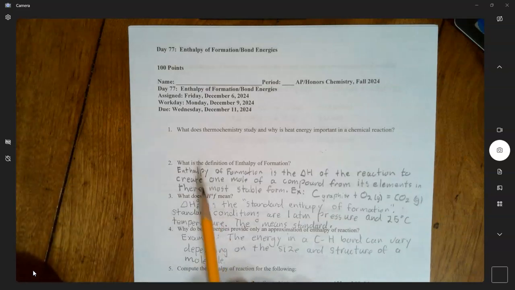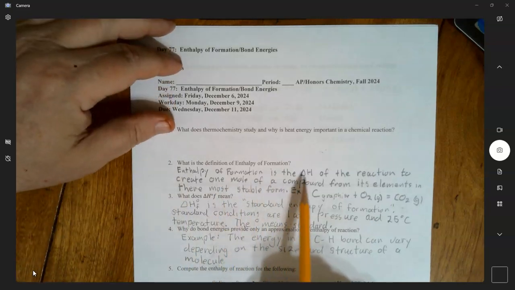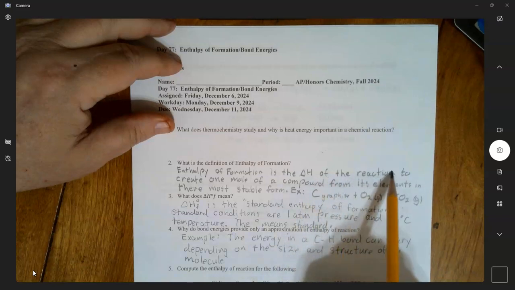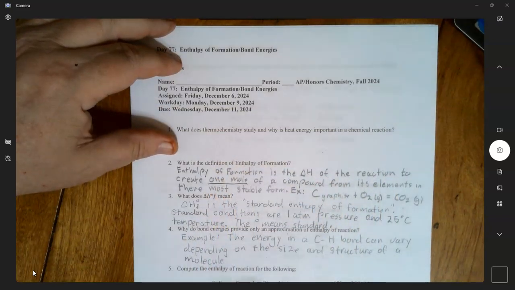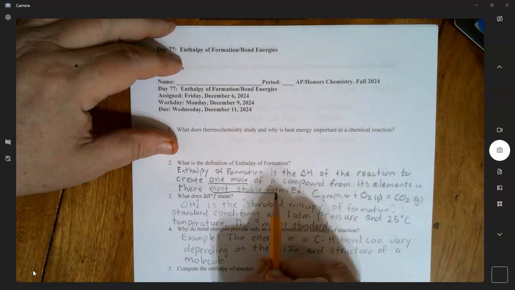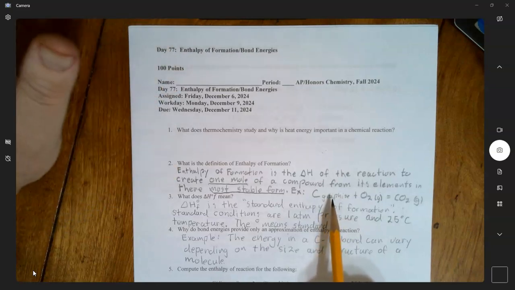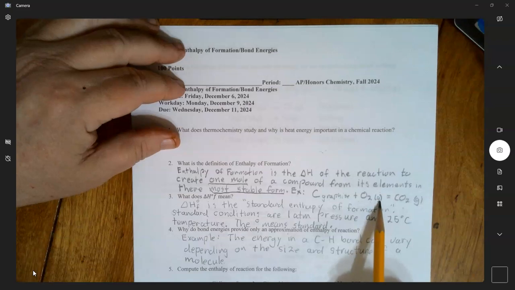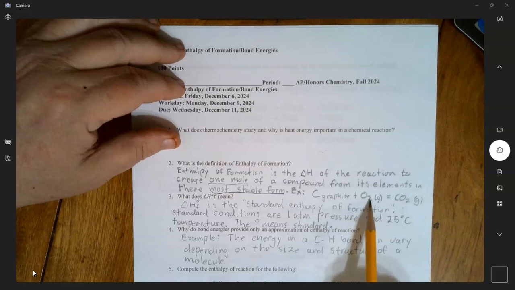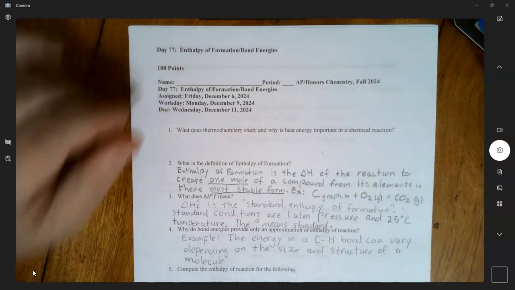All right, next, what is the definition of enthalpy of formation? The enthalpy of formation is the delta H of the reaction to create 1 mole, that's a key, 1 mole of a compound from its elements in their most stable form. That's another key. For example, to make CO2 you need C graphite, the most stable form of carbon, not diamond, not anything else, and O2, which is a gas, not a single oxygen atom. The most stable form of oxygen is an O2 molecule in gas form, and that'll produce 1 mole of CO2.